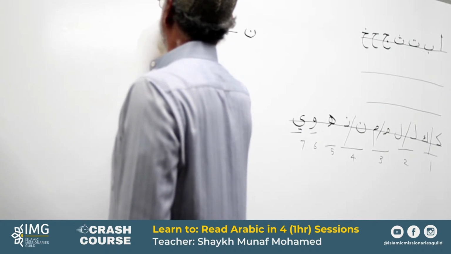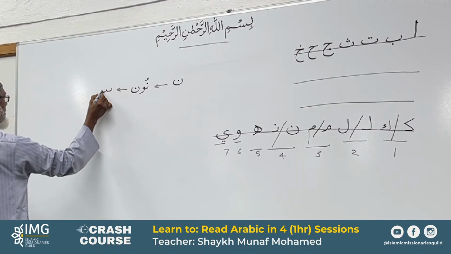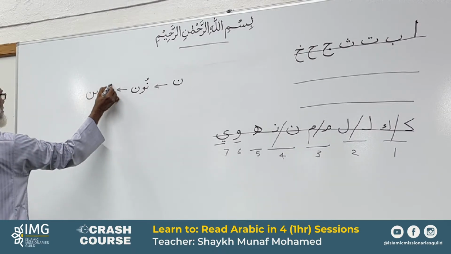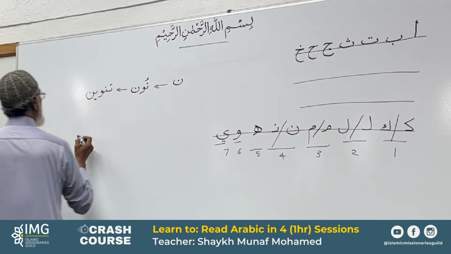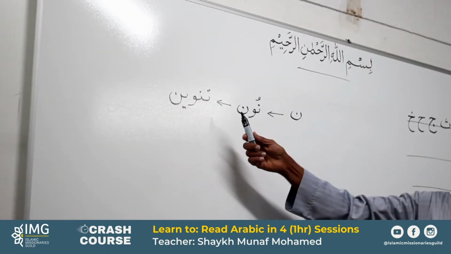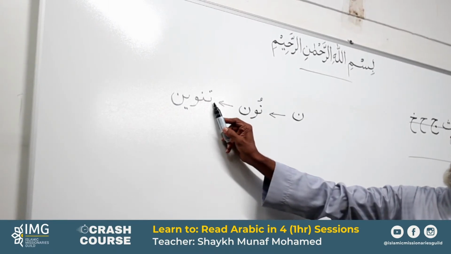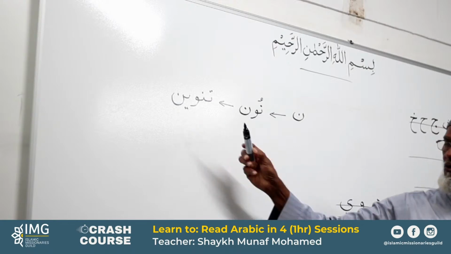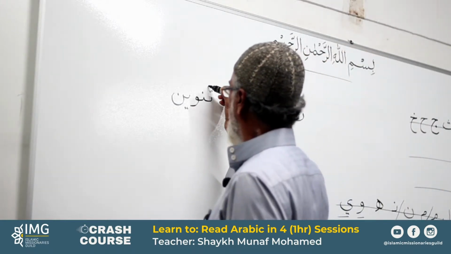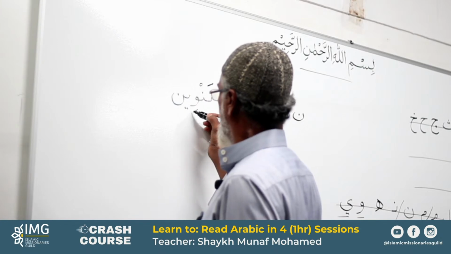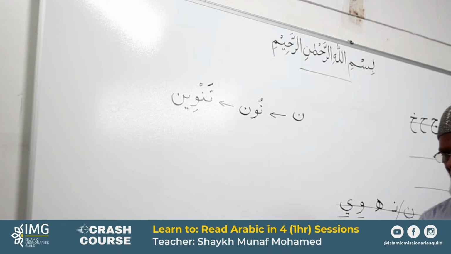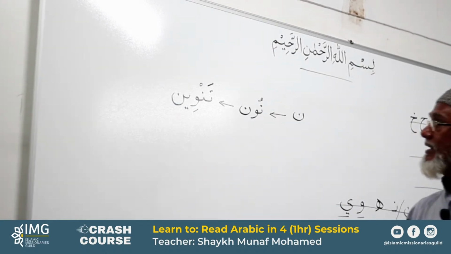And then there is a derivative. See if you could call out the letters to me first. First letter is what? Ta, noon, wow, ya, noon. So this word is what is it? Tanwin. All right, so we're going to write back this word again.